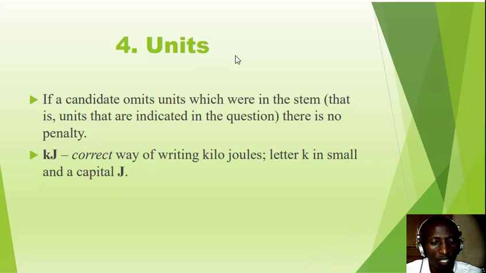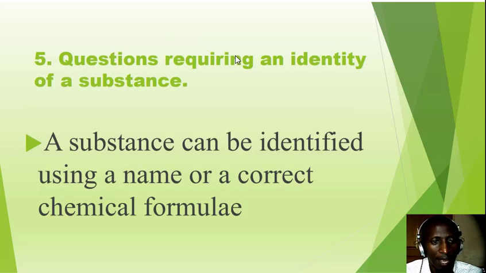Number 5, questions that require identity of a substance. You find that a substance can be identified, and I want you to underline the word identified, using a name or a correct chemical formula. Take, for example, a question asking students to identify the main product in the Solvay process. The main product can be identified as, in words, sodium carbonate, or it can be identified using the chemical formula Na2CO3. So the word identify takes 2 points: the name and the correct chemical formula.